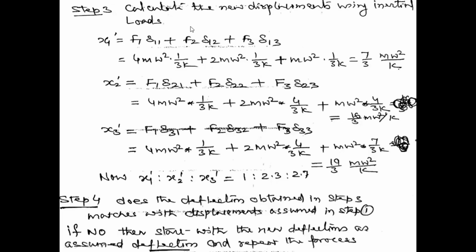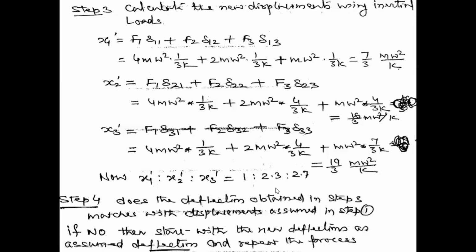Now we have to calculate the new deflections because of the inertial forces. As I told you in the last slide through the whiteboard, the new deflection at point 1 would be calculated as F1 delta 1,1 plus F2 delta 1,2 plus F3 delta 1,3. Similarly, x2 dash would be calculated by multiplication and summation of these values, and x3 dash would be calculated like this. We have all those values already calculated, so we'll put them in and calculate the new values of deflections, x1 dash, x2 dash, and x3 dash.